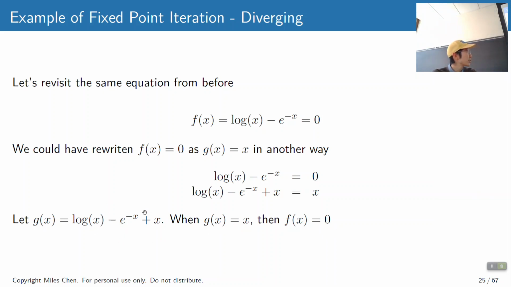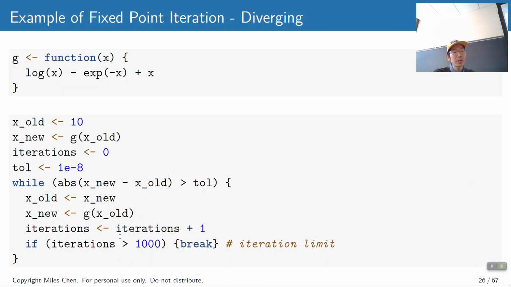The problem is that this function g of x does not have an attractive fixed point, okay? So this is true. When g of x equals x, then f of x will equal 0. But this function doesn't have an attractive fixed point, so when I run the algorithm, and it's the exact same code. I just changed what my g of x is. G of x is this, basically f of x plus x. If I plug that in, okay, and now I have this condition that says if the iterations goes over 1,000, then break. So we stop the loop so we don't run forever.